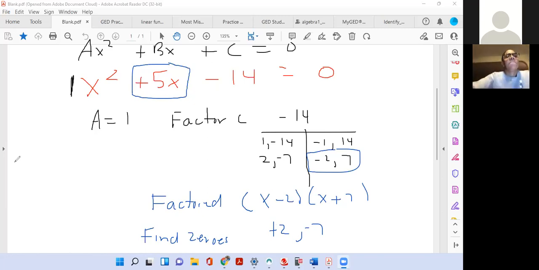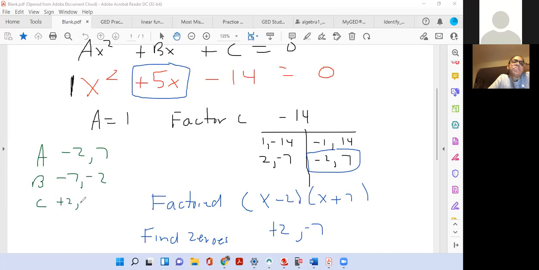But guess what? What they're going to do is give you multiple choice for most intents and purposes. So they might have minus 2 and 7. They might have minus 7 and minus 2. They might have plus 2 and minus 7. I already got that, that's the answer. And then D would be plus 2 and plus 7.